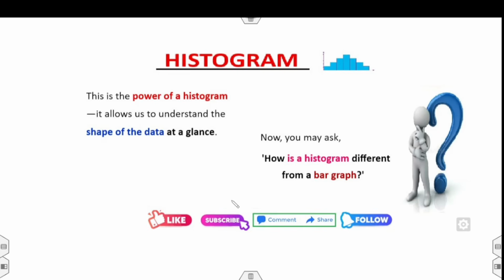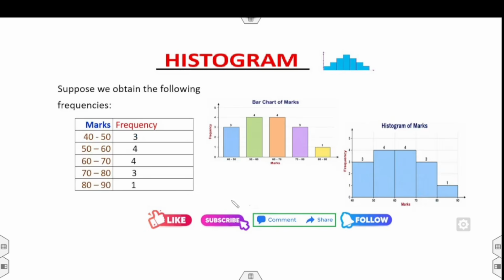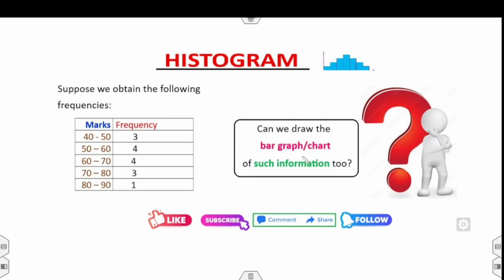Now the question arises: how is the histogram different from the bar graph? If you look at the same data and draw the bar graph, it looks like figure A, while the histogram looks like figure B. But the question arises: can we draw a bar graph or bar chart of such information? So what did we learn in the last lecture?